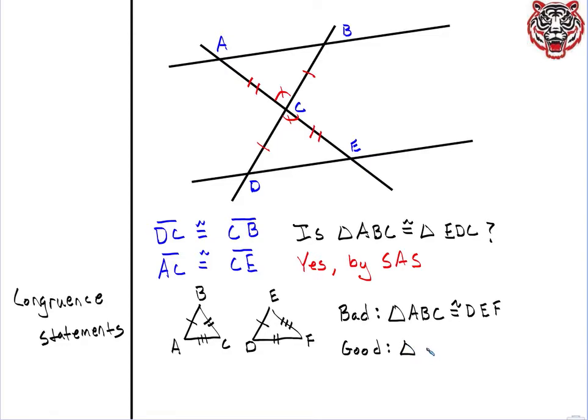The good is to say triangle ABC is congruent to triangle EDF. Oh, I should have done triangle here. Triangle EDF. You have to match up the side lengths with the order in which it goes. So AB is equal to each other. Sorry, AB and DE. So it should go AB and ED.